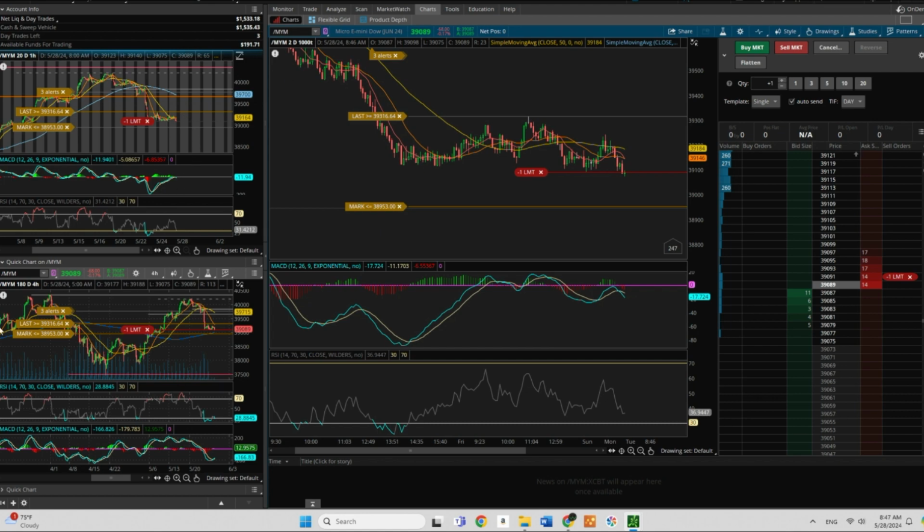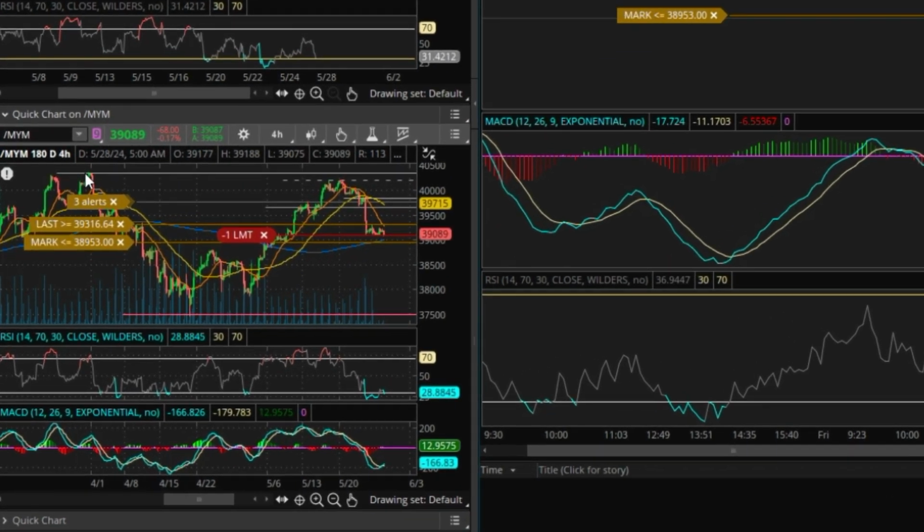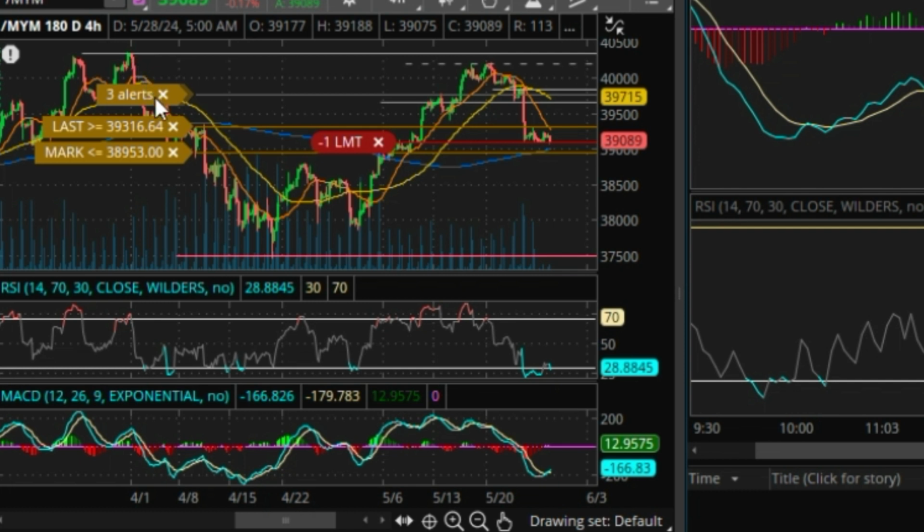Okay, so what we're seeing, we made a peak here at the beginning of April on the Dow, and then it dropped back down and made a higher low than we did here. And then it made a lower high than it did over here. And then it's dropped back down again. So now we're trying to figure out what's next.